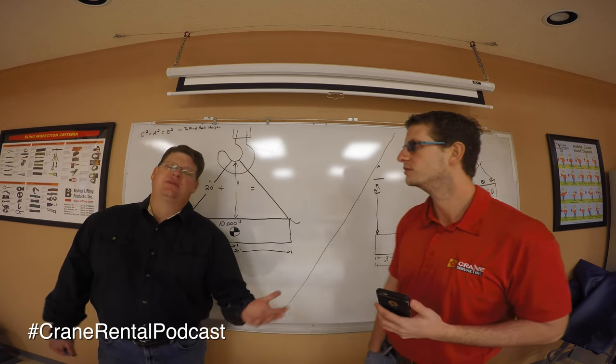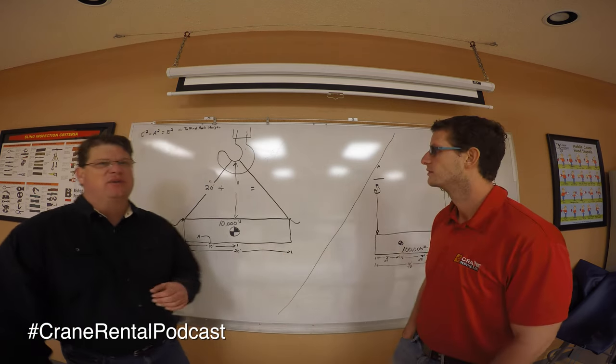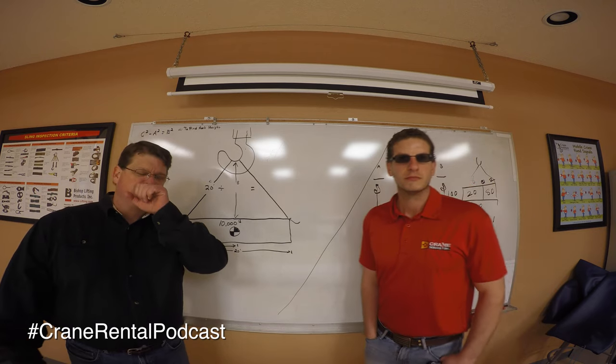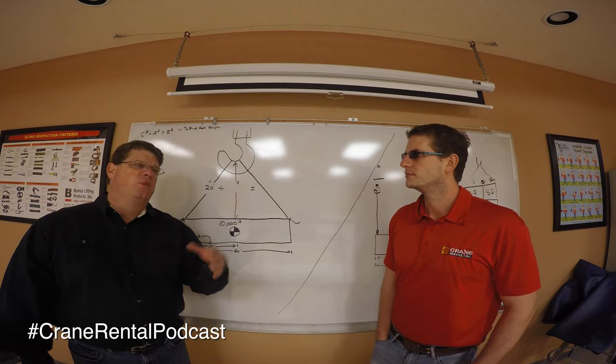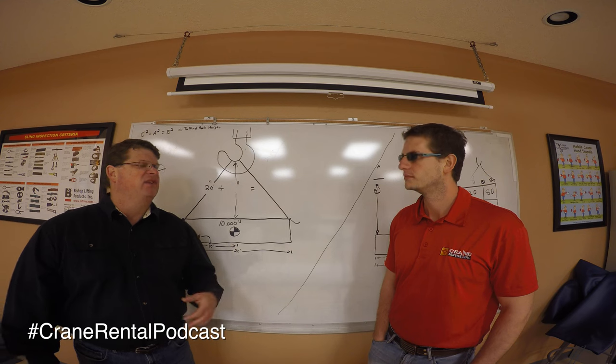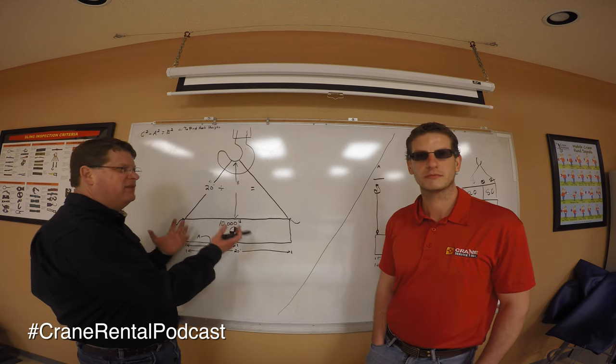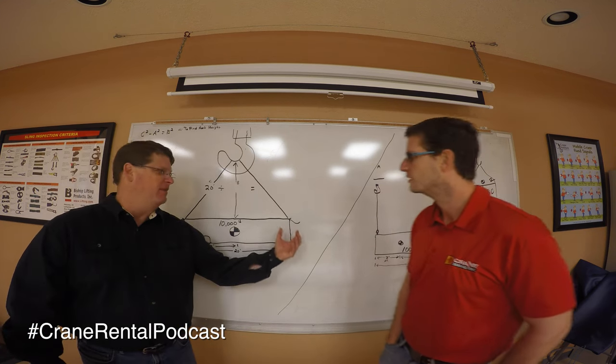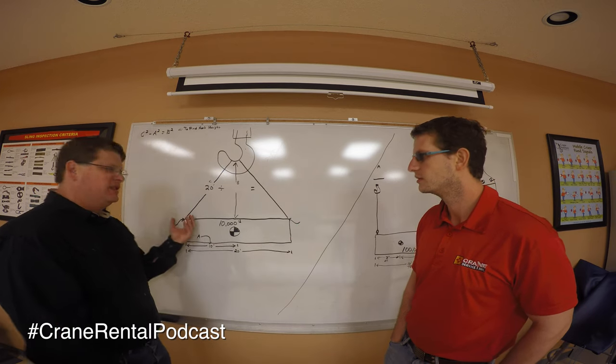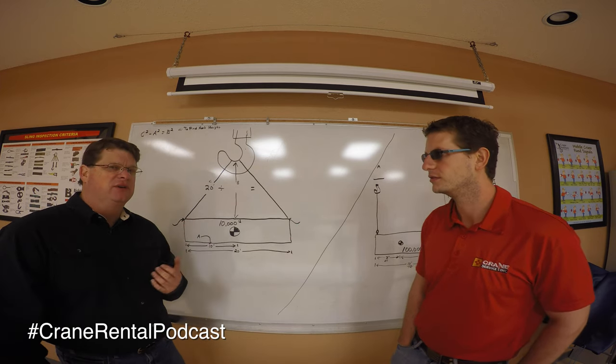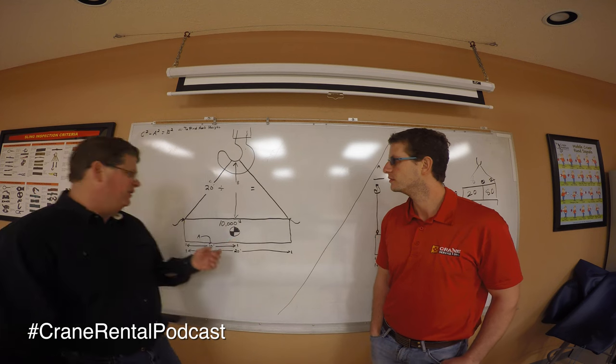So the first thing we ask ourselves when we're looking at the sling angle is: what is the share of the load? That is, how much of the actual weight of the load is each pick point going to pick? How much is this one going to pick, and how much is this pick point going to pick? It's called share of the load. So in this case, Chris, what do you think our share of the load is?